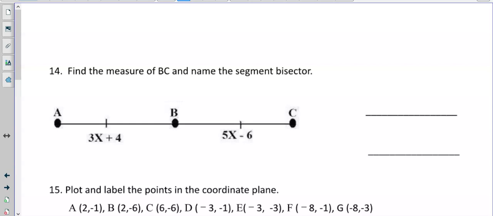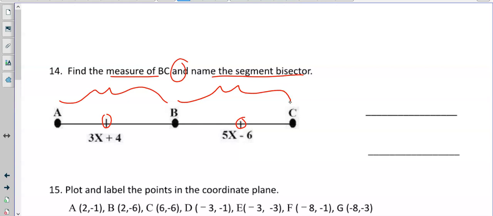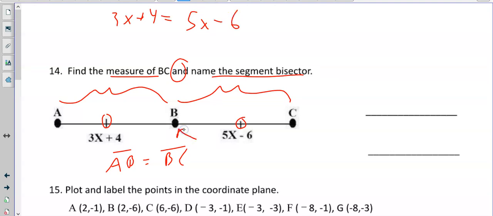All right. Find the measure of BC and the name of the bisector. Well, these marks mean these two pieces are equal. So AB is congruent to AC. AB is congruent to BC. Therefore, I can say AB, which is 3x plus 4, is equal to BC, which is 5x minus 6. This point right here is the midpoint. Okay? That is the bisector. Okay? It's the midpoint. So, we're going to just solve this now.